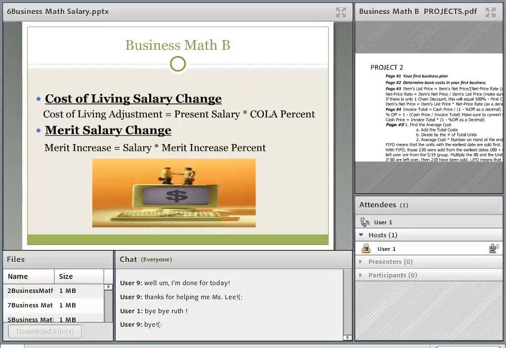You are welcome to come into my Adobe session anytime and view this information. The last place you could find this, if you look on the bottom left-hand corner to the left of the chat, you can actually come in here and search through the files. These files are here for you. And this one here, Business Math Salary, will be this presentation. You can download this file to your desktop at any time.